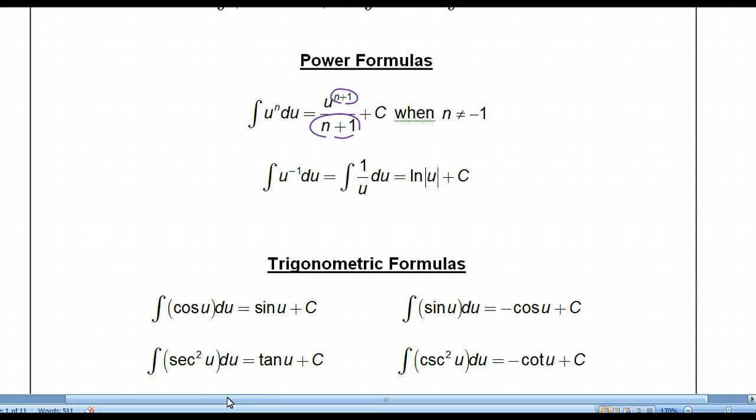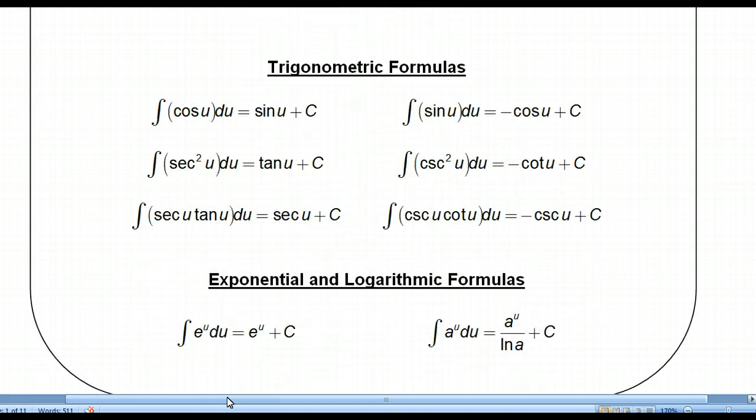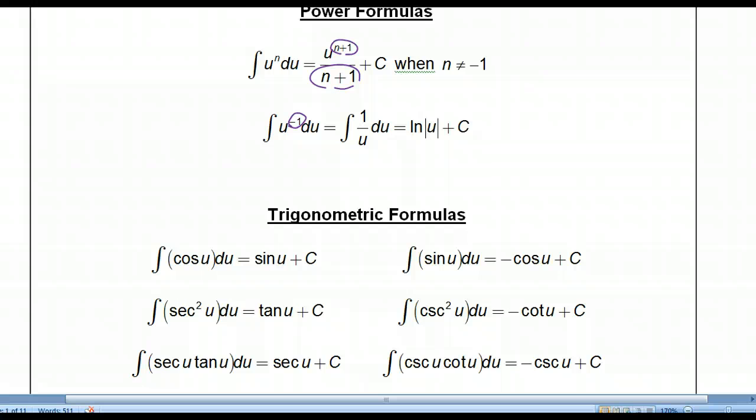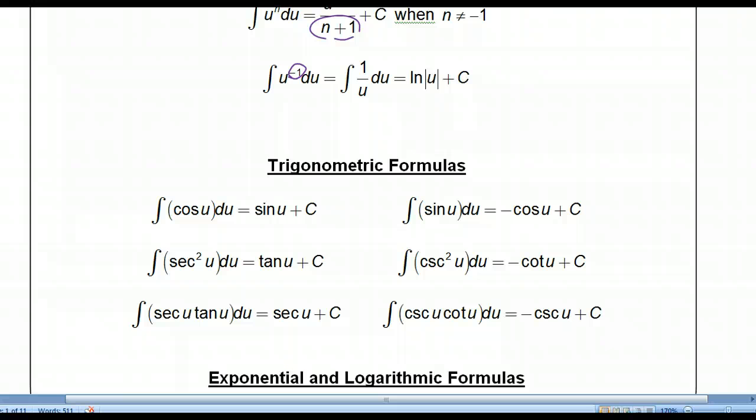Okay, and remember, u to the negative 1 or x to the negative 1, that's the one that doesn't work, because if you add 1, you get 0, and then divide by 0, and that doesn't make sense. So that's actually the natural log. A couple of you made that mistake on the test. The only time the power rule does not work is when it's negative 1 in the exponent. And it's ln, the natural log. It's ln of the absolute value.